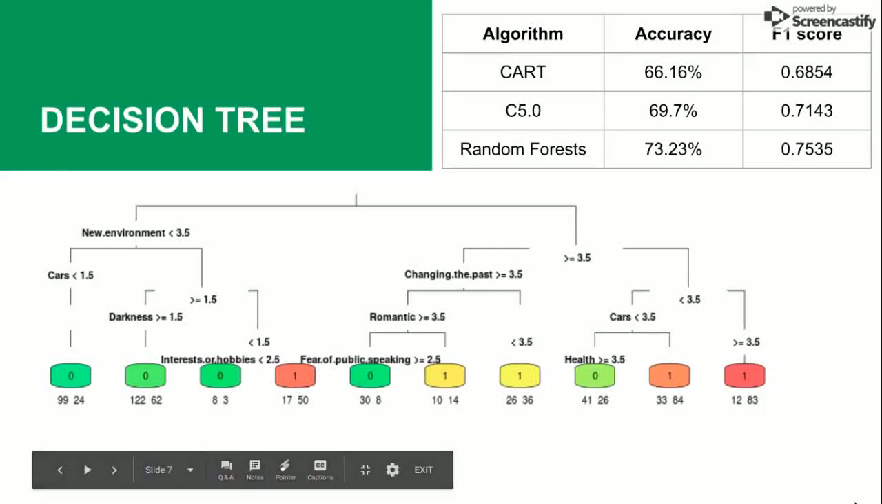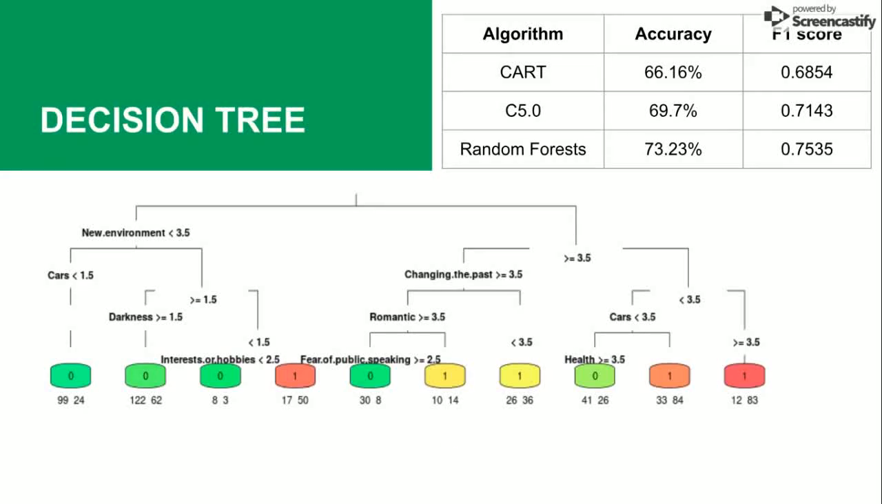We have implemented CART, C5.0, an extension of the ID3 algorithm, and the random forest algorithm for decision trees. The CART algorithm uses the Gini index as the criteria for splitting the samples into a class, while C5.0 uses normalized information gain. The random forest algorithm selects observations and features to build several decision trees and outputs the mode of the classes, giving us the highest accuracy of 73.23%.